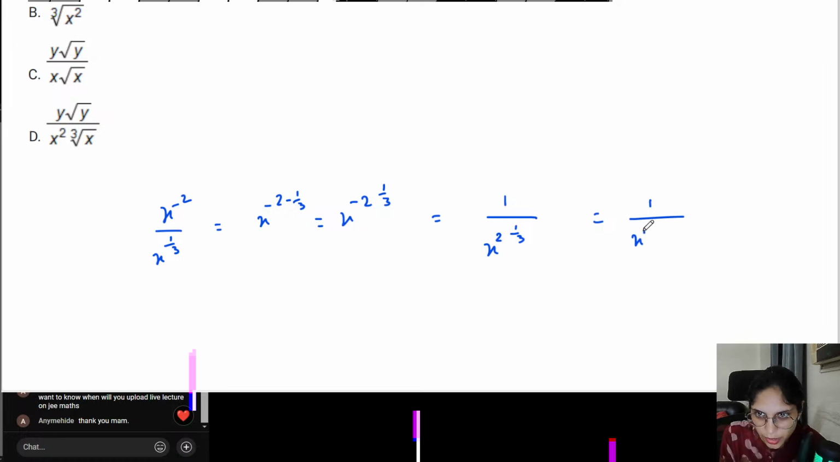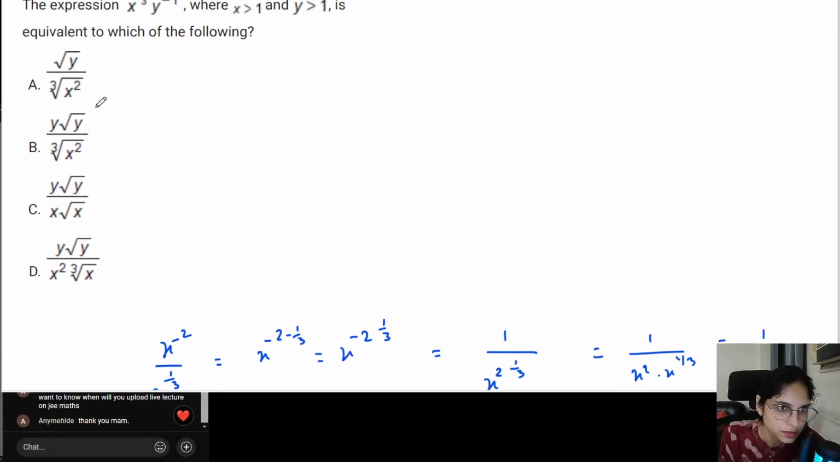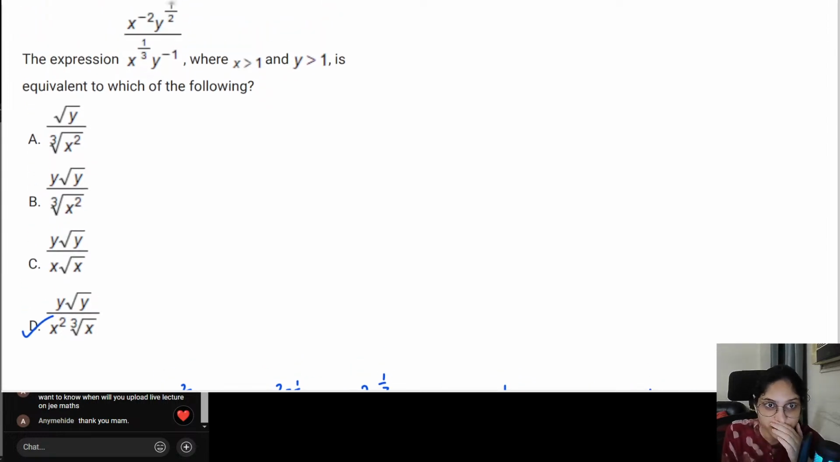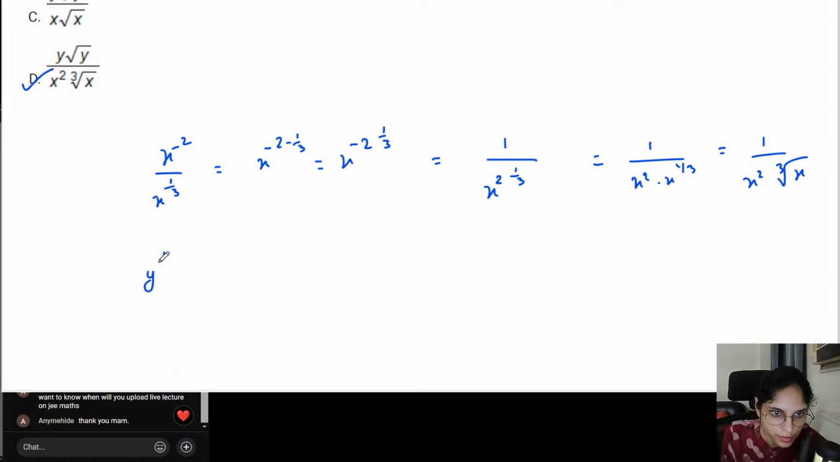So this is x squared times x to the 1/3, because 2 plus 1/3, it will become cube root of x. So you should get x squared cube root of x for x. There's only one option you're getting, so this is the one. We can also check for y. Y to the 1/2 over y to the power negative 1. Do not use improper fractions over here. Use mixed numbers. They're far more helpful.